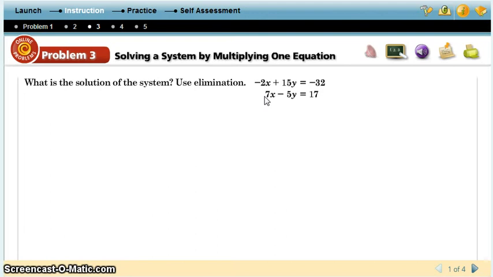So is there an integer number that you can multiply negative 2 by to get 7? And there's not. Think in reverse. Is there an integer that I can multiply 7 by to make it negative 2? And again, that number doesn't exist. So we cannot force the x's to be the same. So let's go to our y values, and let's think the same thing. Can I make 15 look like 5 by multiplying by an integer? Or can I make 5 look like 15?